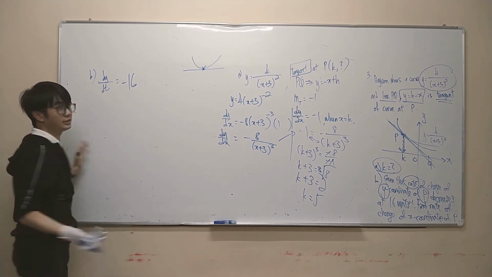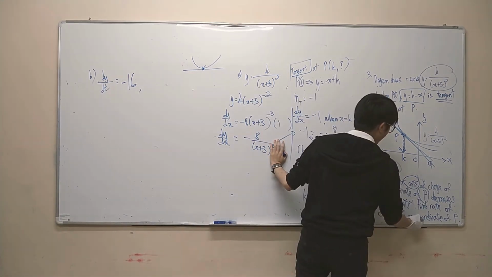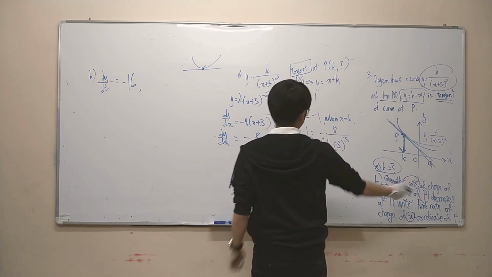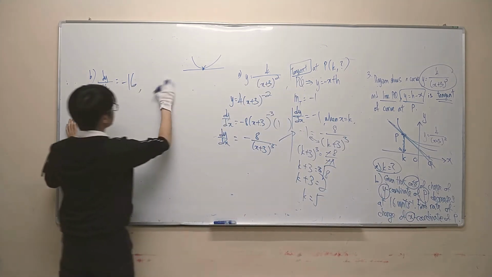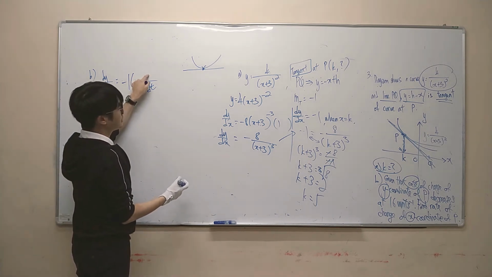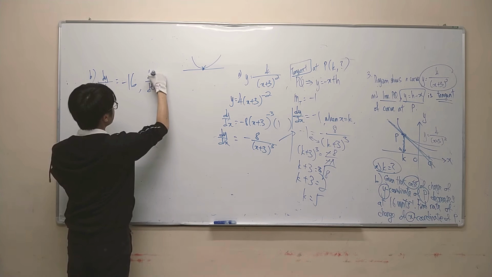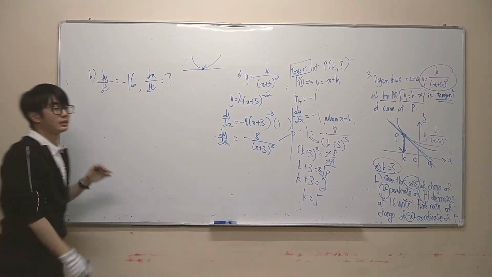But it decreases, so you should put a negative here. Find the rate of change of x of point P. So find the rate of change of x, rate, so over dt here. This time what you write here is the rate of change of x. So dx over dt equals to question mark.